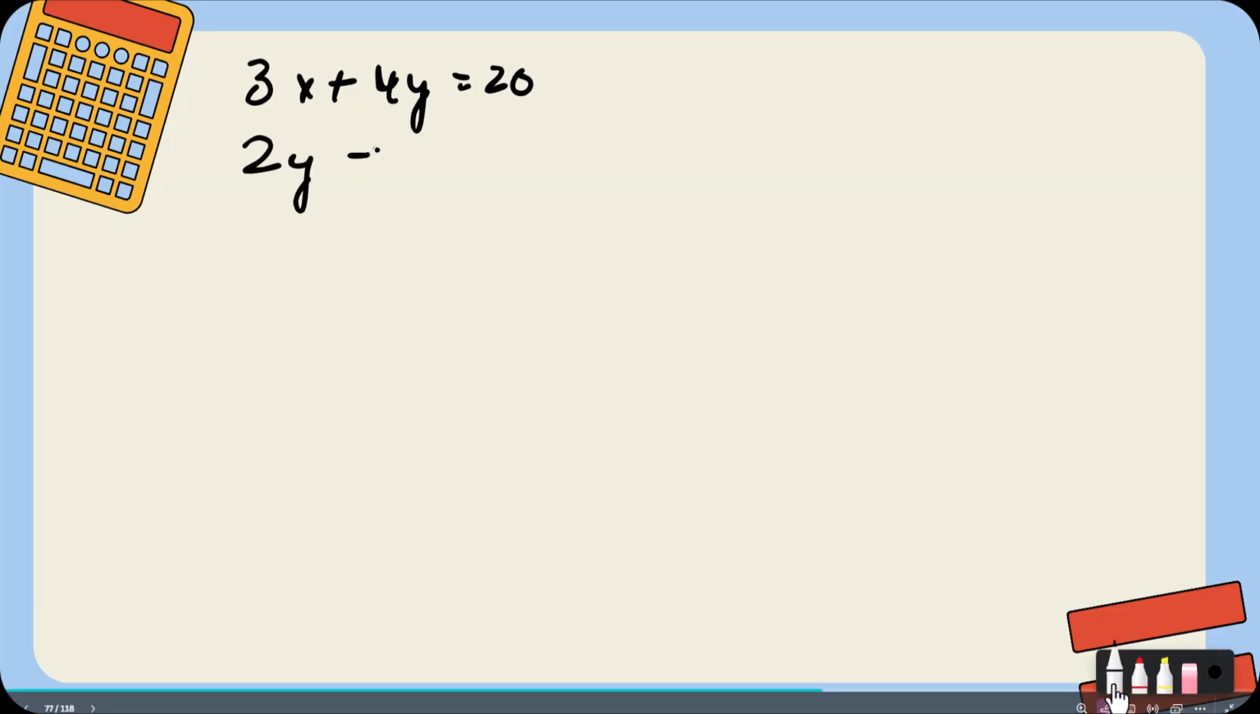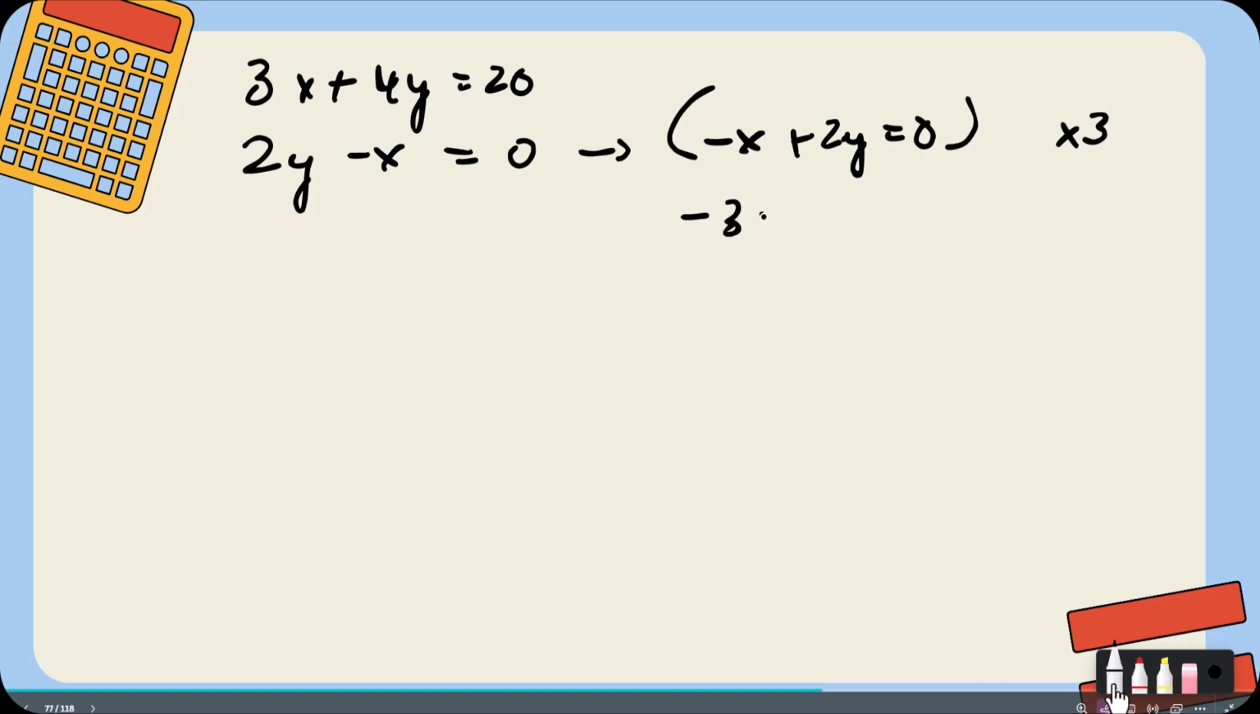So we have to rearrange it and write minus X plus 2Y equal to 0. Okay. Now what we are going to do, I'm going to multiply the second equation with 3. I'll get minus 3X plus 6Y is equal to 0. Now I'll add with the first equation. What is the first equation? 3X plus 4Y is equal to 20, right?